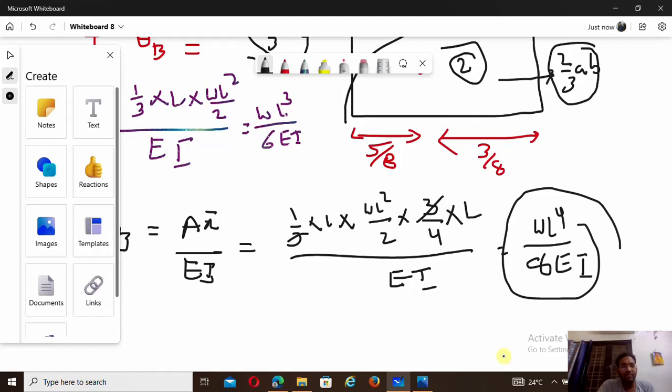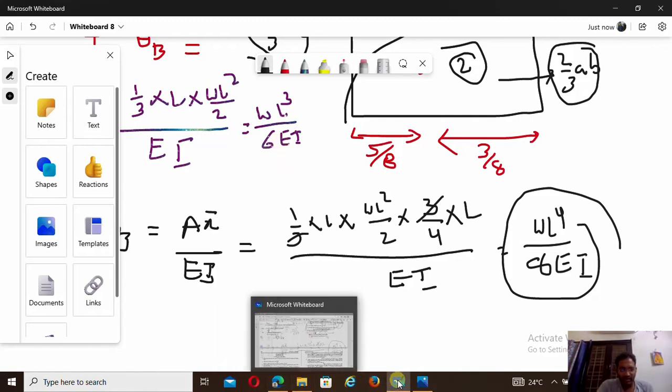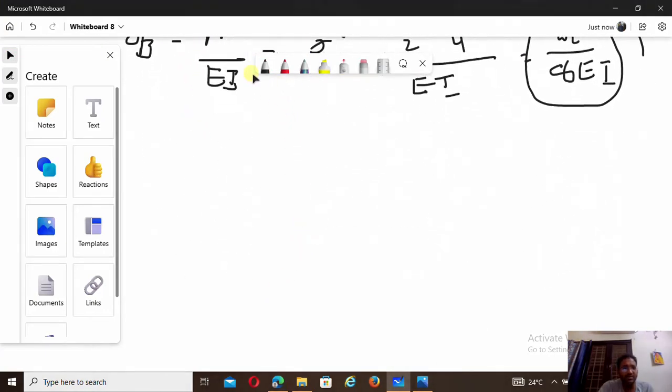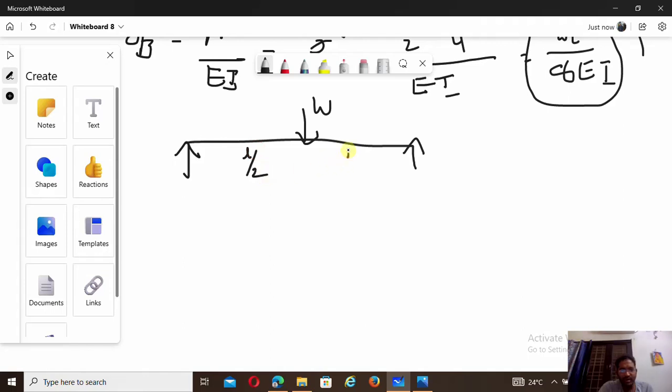This is the formula. Okay, so for slope it is WL cube by 6EI. Now we will finish this cantilever case. So next one is, we will discuss the simply supported case. So this is a simply supported beam now, and this is a central point load. A simply supported beam carrying a central point load, L by 2, and this is L by 2. Okay, and what is the slope and what is the deflection?